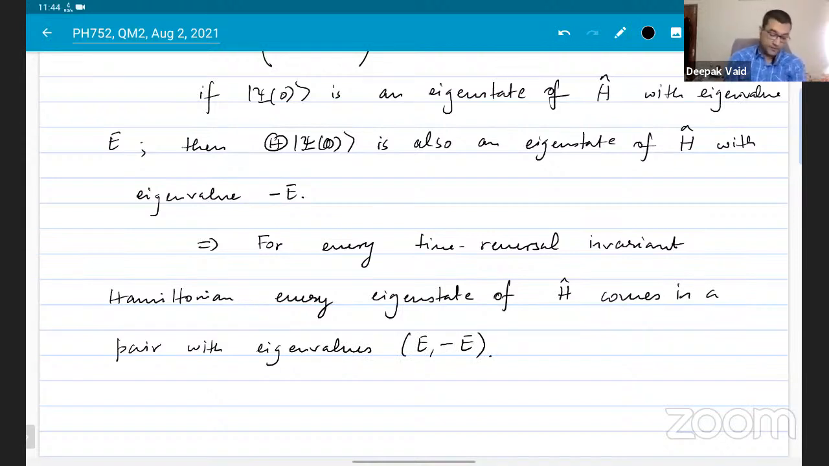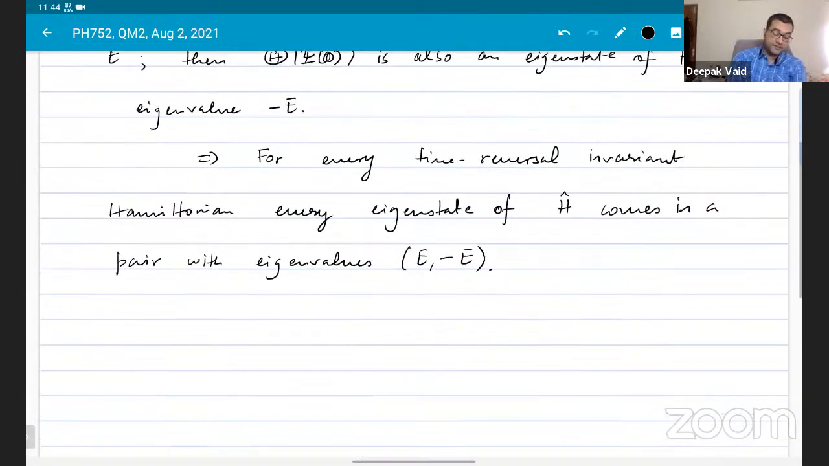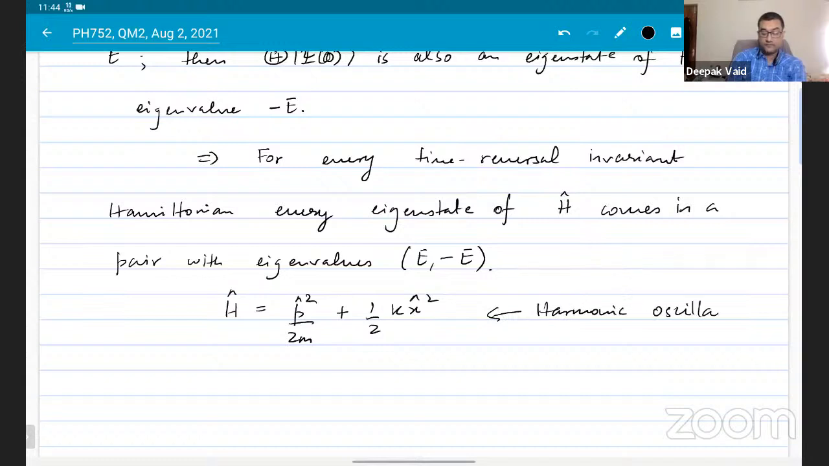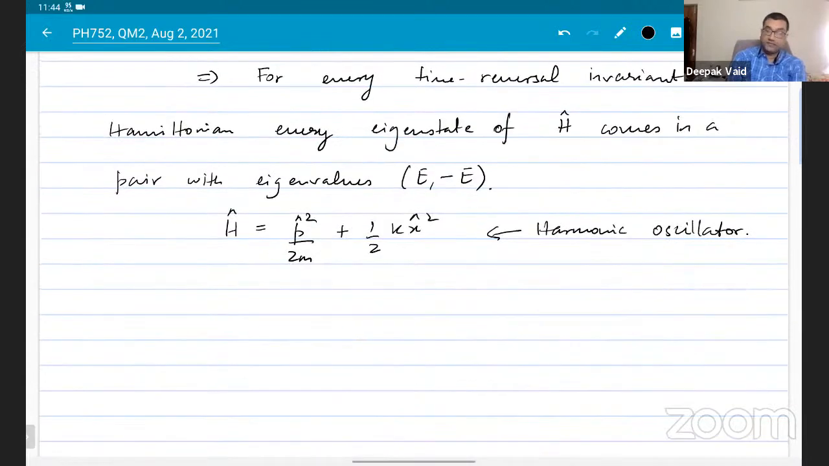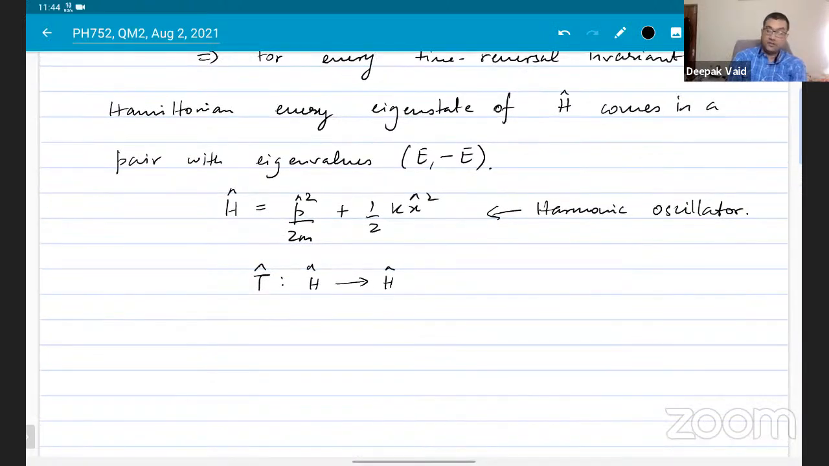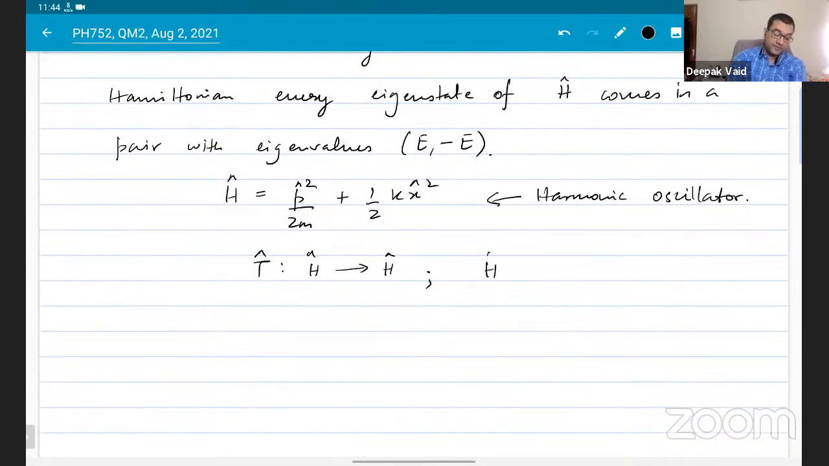So if this is true, then in any system wherever h is a time reversal invariant Hamiltonian, now we can look at a simple time reversal invariant Hamiltonian. Let's say p square by 2m plus 1/2 k x hat squared, right? What is this? This is the harmonic oscillator. Now, this is invariant under time reversal, right? Because you have square of x and square of p. So under time reversal, h is just h.